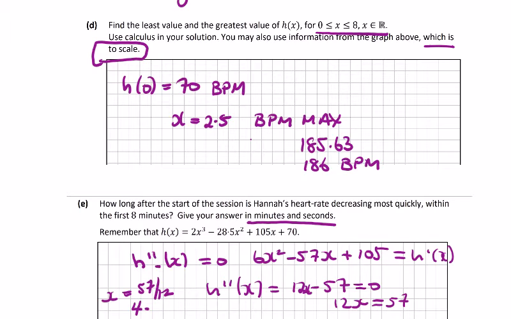Is that 3/4 exactly? 4.75. It's 9 over 12. It is, yeah. 4.75 in minutes and seconds. 3/4 of a minute, so it's 4 minutes 45 seconds. For part E.